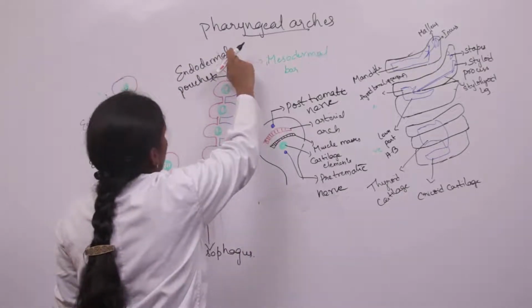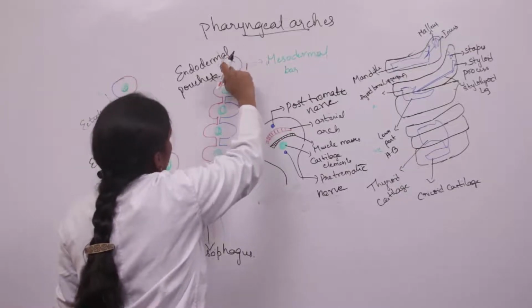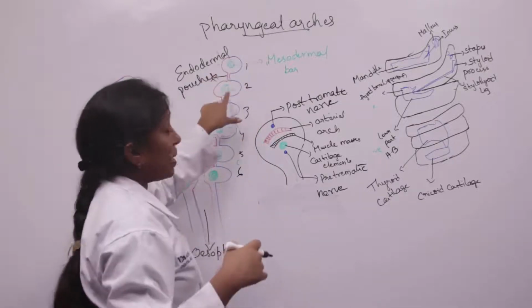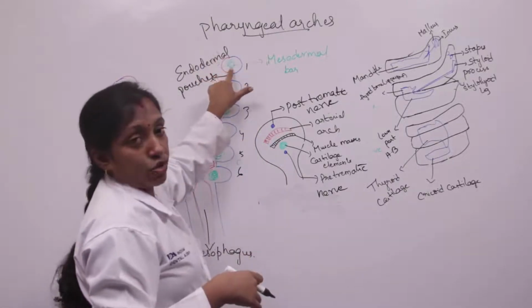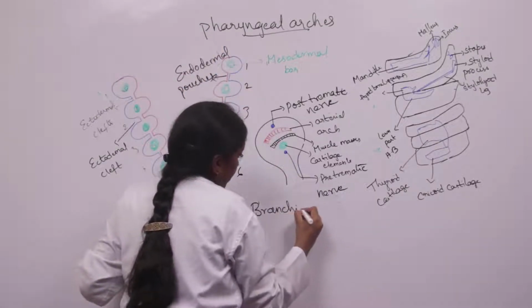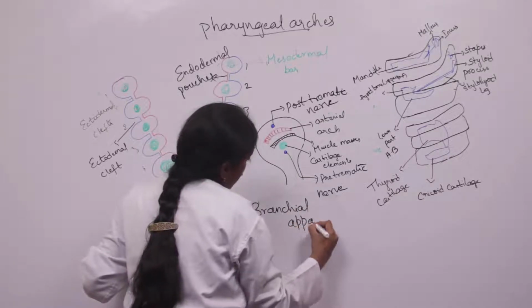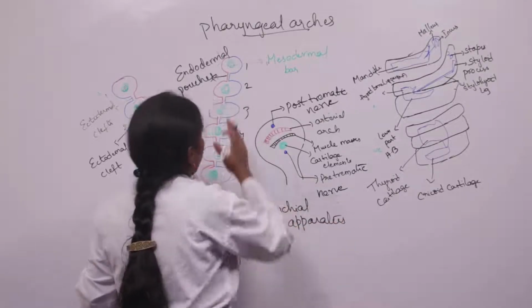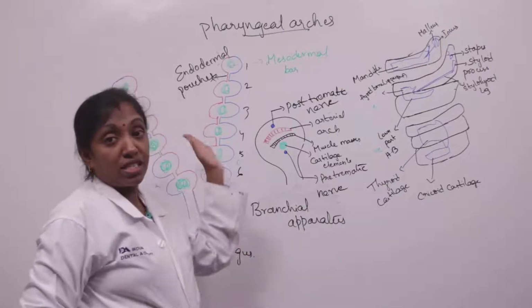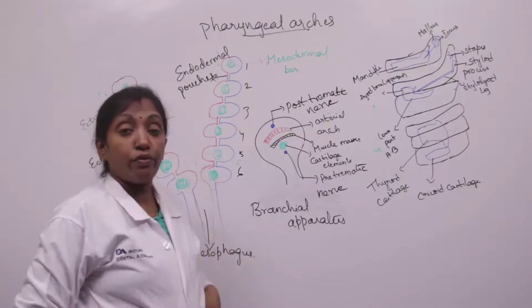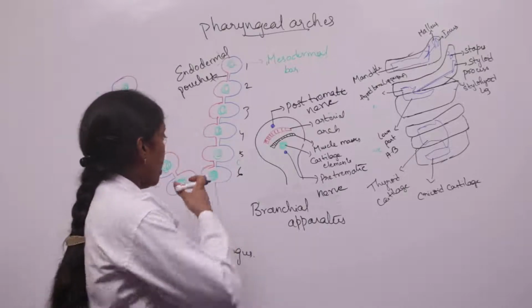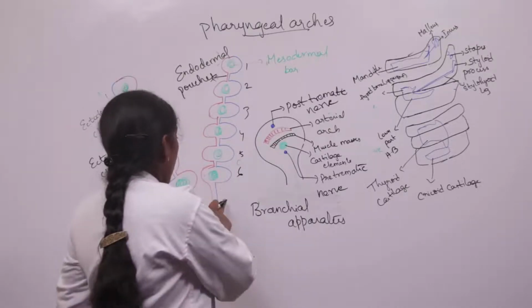Okay, coming to the mesodermal bars of the branchial apparatus. So, what is branchial apparatus? It constitutes the ectodermal clefts, endodermal pouches and mesodermal arches. Various structures of the head and neck are derived from this branchial apparatus. These are the mesodermal bars situated in the floor of the primitive pharynx, which extend ventrally and medially into the mid-ventral line, where they meet the opposite arch.